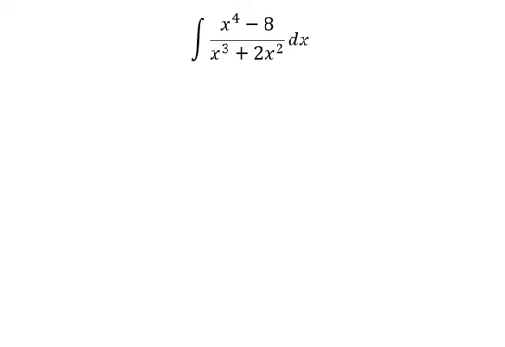The topic today is about integration. Now I will show you how to answer. If you look carefully at this one, the highest power on the denominator is number 4, and the highest power on the numerator is number 3. In this situation, number 4 is greater than number 3, so we need to use long division.